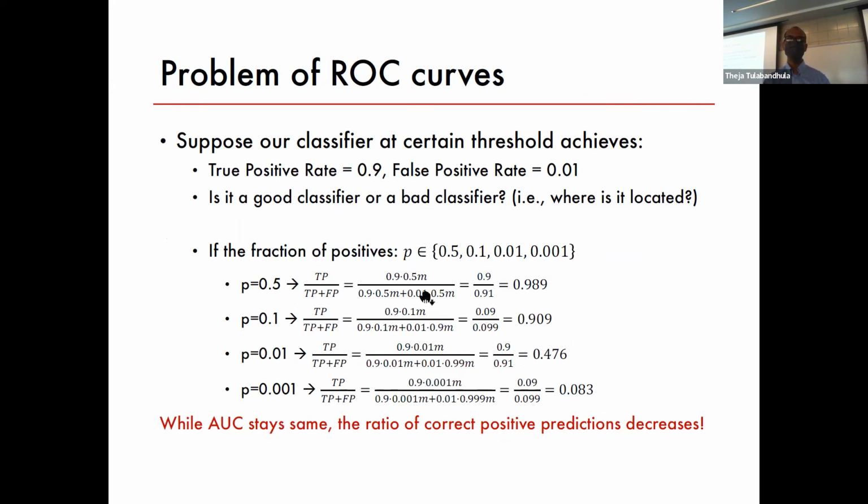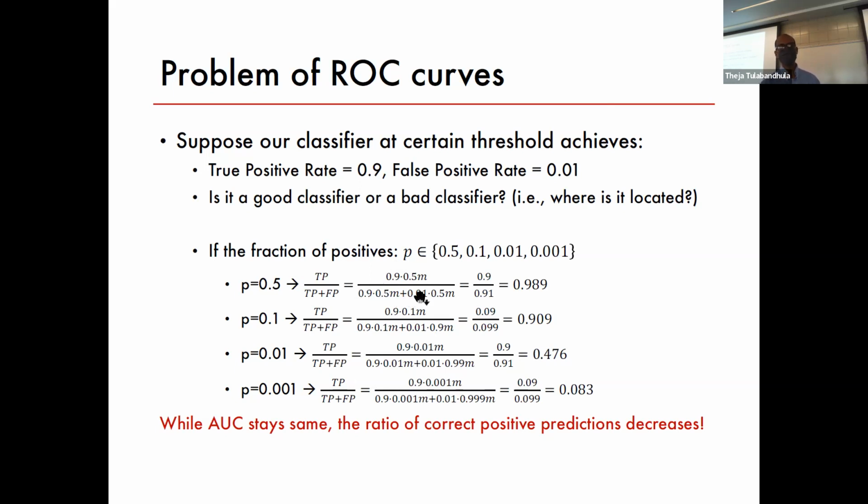And so if it's 50-50 class balance, you can see here that a true positive is going to be 0.9. 0.9 is always the true positive rate, so it's 0.9 times the number of positives, which is 0.5 times m. Think of m as 1,000 or something. m actually cancels out everywhere, in the numerator and denominator, so you can ignore it. So 50% class balance just means 0.9 times 0.5 is the numerator, and the denominator is 0.9 times 0.5.